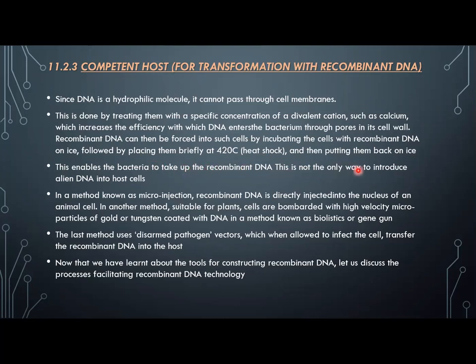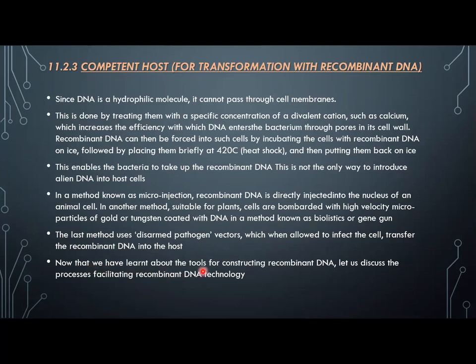This is not the only way to introduce alien DNA into host cells. In a method known as microinjection, recombinant DNA is directly injected into the nucleus of an animal cell. In another method, suitable for plant cells, cells are bombarded with high velocity microparticles of gold or tungsten coated with DNA, in a method known as biolistics or gene gun. The last method uses disarmed pathogen vectors, which, when allowed to infect the cell, transfer the recombinant DNA into the host.